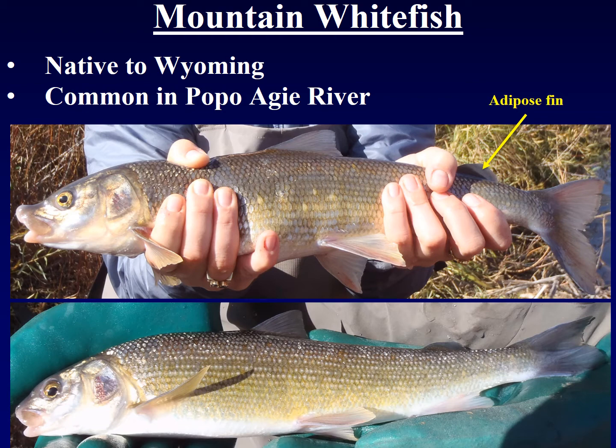Mountain whitefish are closely related to salmon, trout, and grayling, but are in a different family. They're native to Wyoming and are common in the Popo Agie River system near Lander. Some anglers that catch mountain whitefish incorrectly identify them as suckers. A good way to tell the difference between a mountain whitefish and a sucker is the presence of an adipose fin, which is shown with the yellow arrow in the top picture. Salmon, trout, and grayling also have adipose fins.